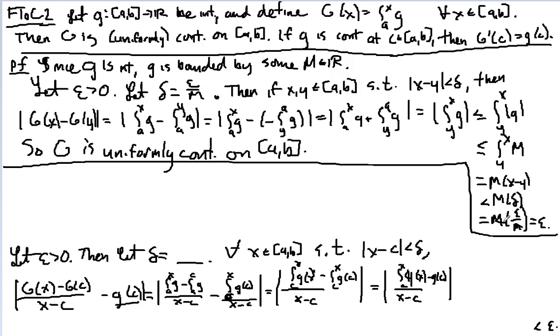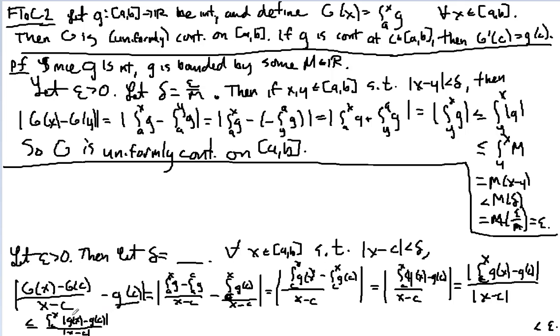And now I can just do some absolute value, right? I can take the absolute value of the numerator and denominator separately, from c to x of g of x minus g of c. And going over here, the absolute value of an integral is less than or equal to the integral of the absolute value, c to x of g of x minus g of c, over the absolute value of x minus c.